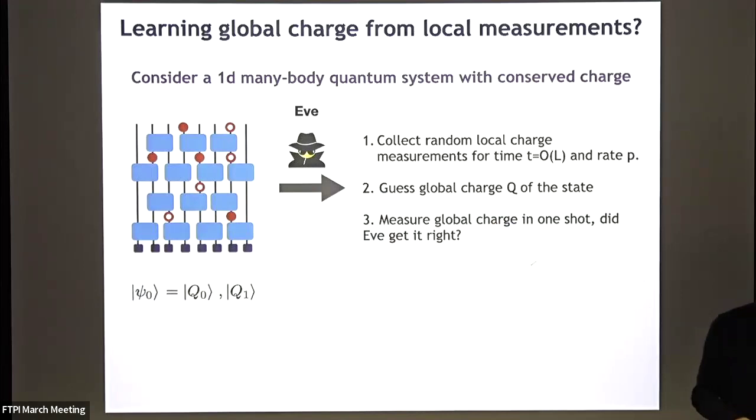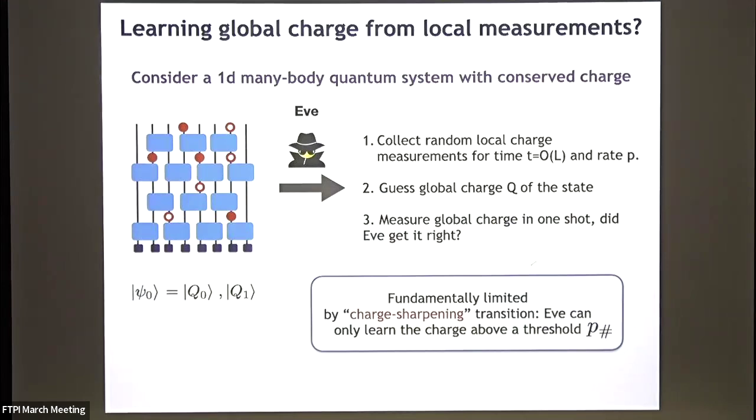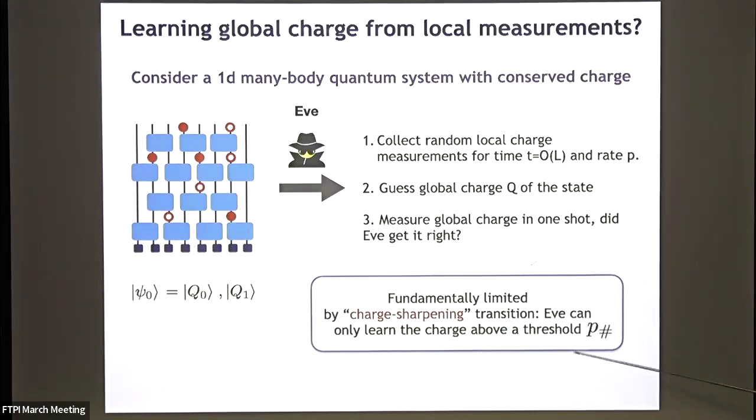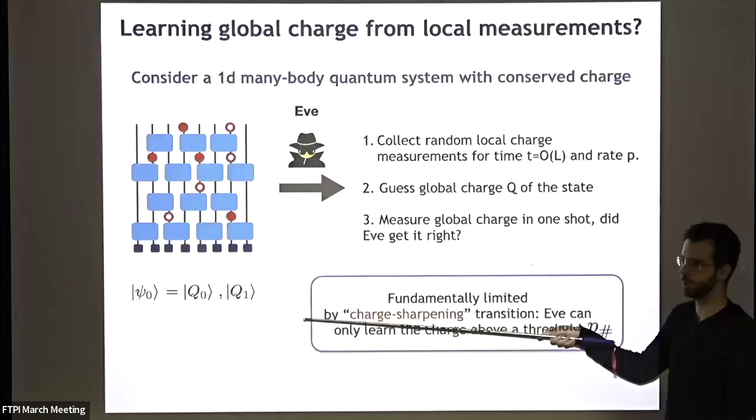I claim that answering that question, as simple and trivial as it looks, actually leads to a phase transition, an actual threshold in answering that question. There's going to be an actual threshold that I'm going to call P sharp, determining whether Eve can actually do this accurately.